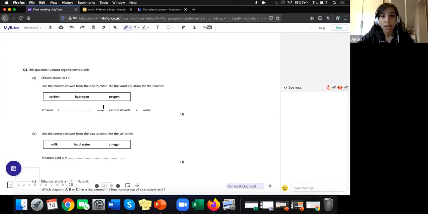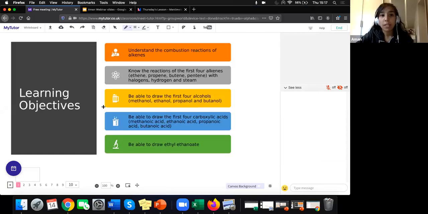So hopefully you can see the learning objectives for today. They should be on the screen now. Our learning objectives will be understanding the combustion reactions of alkenes. We need to know the reactions of the first 4 alkenes, so that's ethene, propene, butene, and pentene with halogens, hydrogen, and steam.